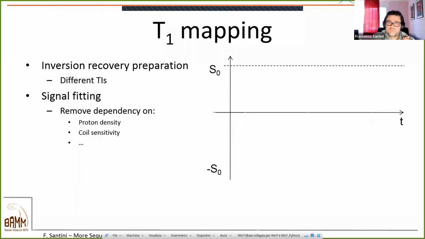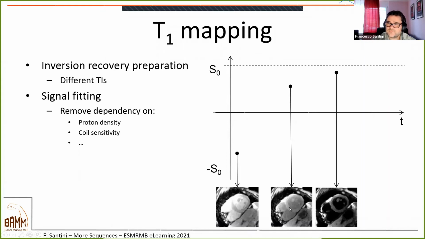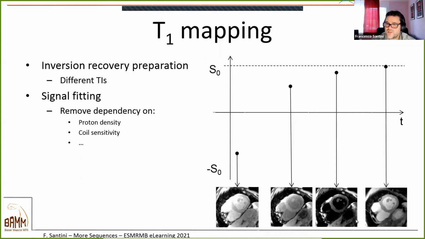I will make an example now, which is hopefully much clearer. So we have the inversion recovery preparation. Let's acquire multiple images at different TIs, so inversion times. We already know how this works. So one image has this inversion time, it's very short, and you see there is very little contrast between the various compartments. Then we acquire another image at a different inversion time, and we see that it has a different contrast. Then another image, it has another different contrast. Then another image, and the contrast changes again.